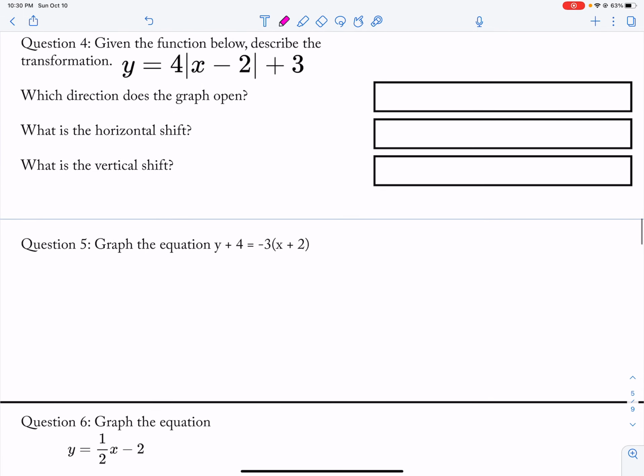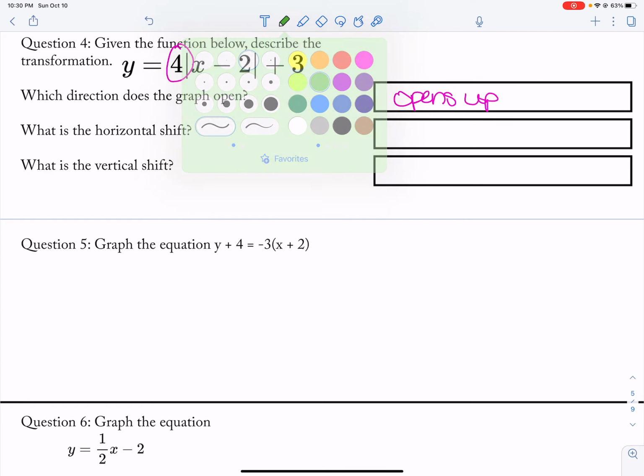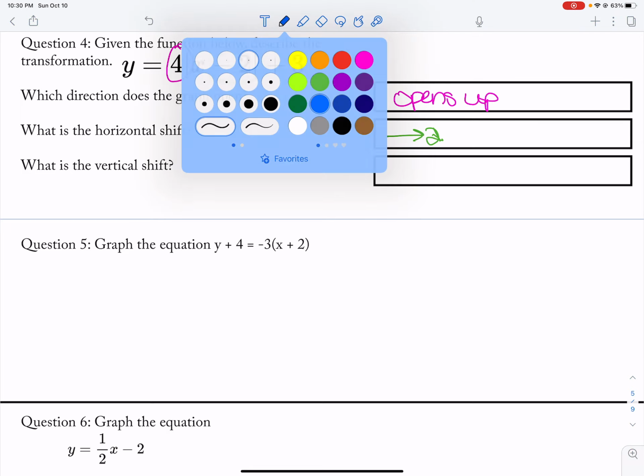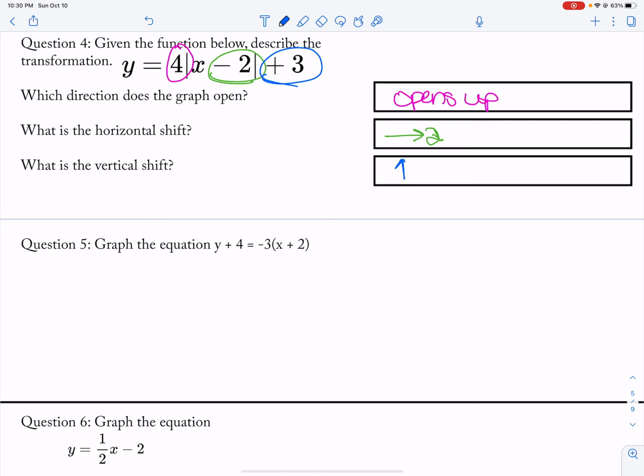Okay, so this is a +4, so this graph opens up. It is a -2 here, so I am shifting to the right by 2. And then I am adding 3, so I'm going up by 3. And that is my shifting.